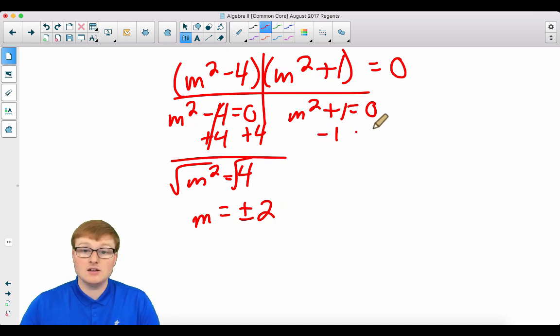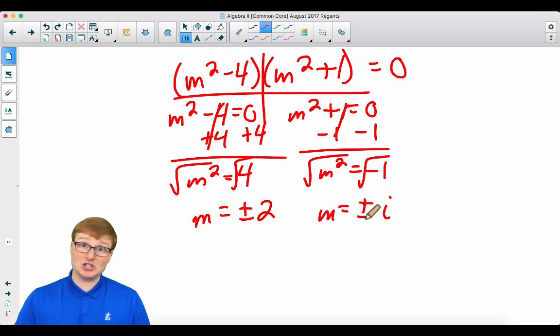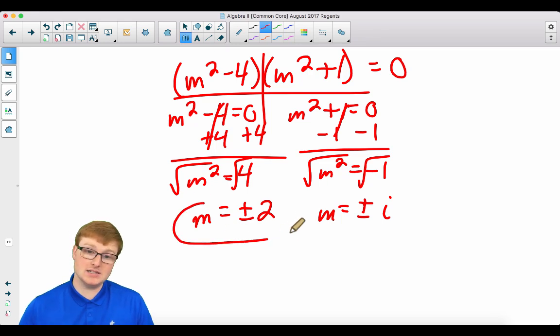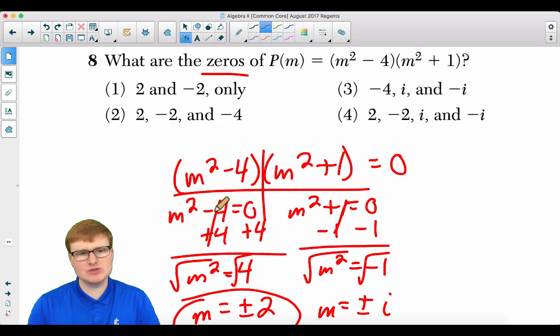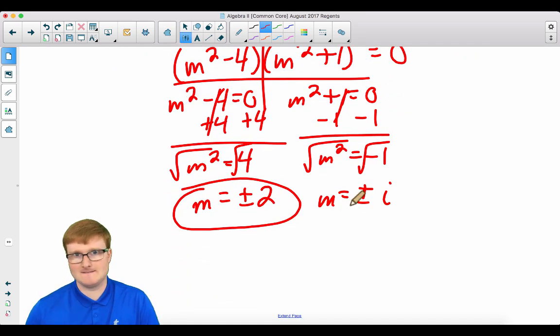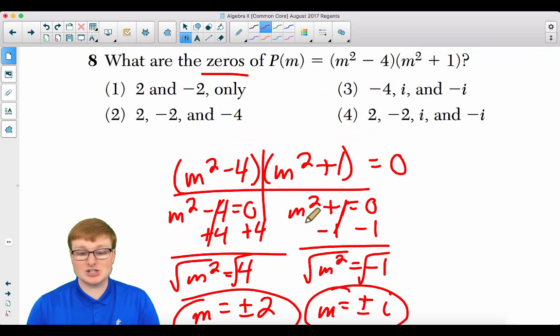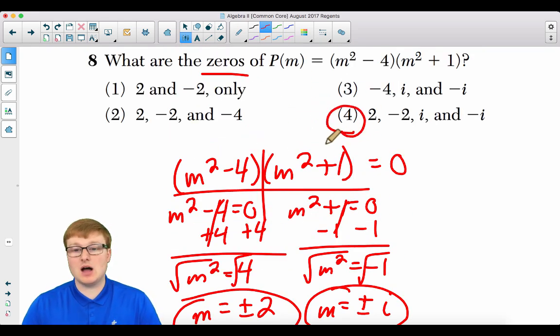Over here, subtract the 1. We get m squared is equal to negative 1. Take the square root of both sides. Uh-oh, we have m is equal to plus or minus i. So that's an imaginary unit. But here's the deal, people. Do you just reject the i's and say 2 and negative 2 only? No, they're both of them. So your roots are actually choice 4: 2, negative 2, i, and negative i.